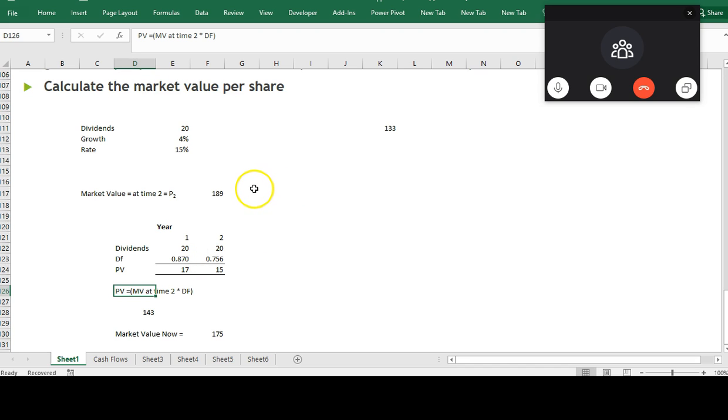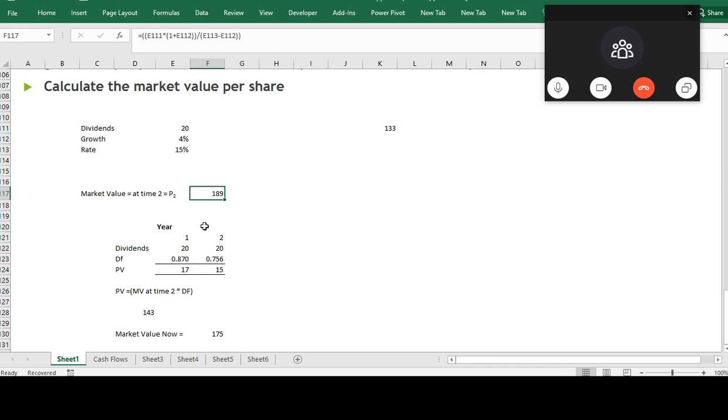So, what we're actually saying, guys, first, when we got this 189, here we assumed that the growth will start from year 1. Isn't it? So we are saying if we are not told that in the first 2 years dividends will be static, then we are given these numbers here, the dividend growth and the rate of return, we would find the market value of 189.